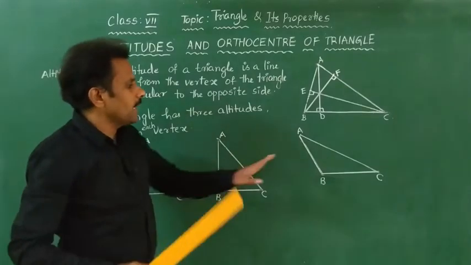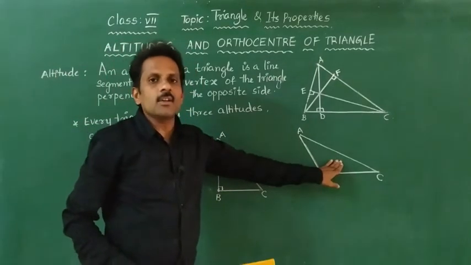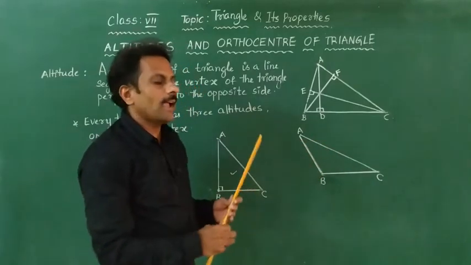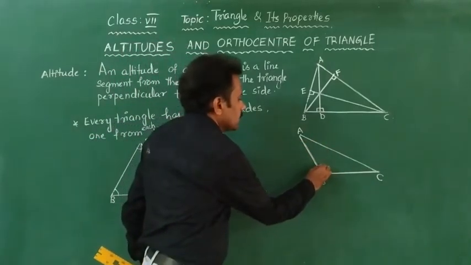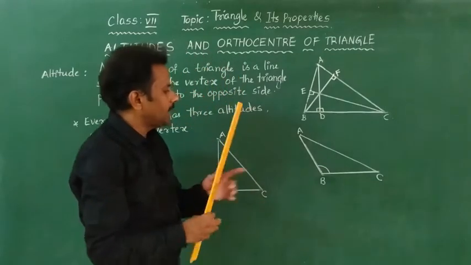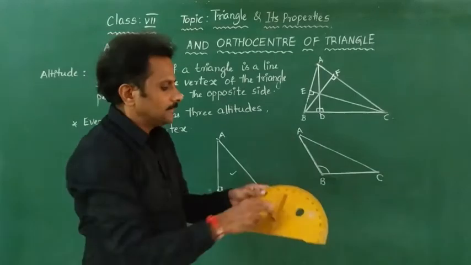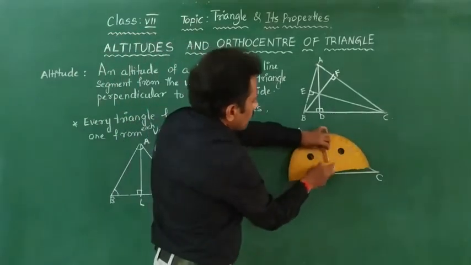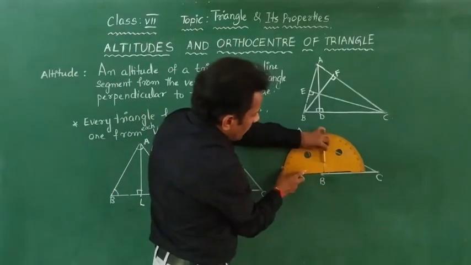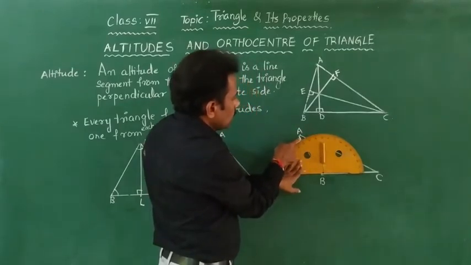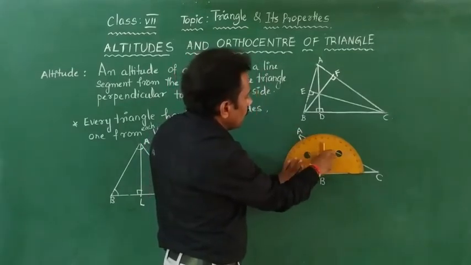Whereas in an obtuse angle triangle, what is called an obtuse angle triangle? A triangle in which one of the angles is more than 90 degrees. So here the angle is more than 90 degrees. If you want, you can check. So here we have got the angle. So it is passing like this. Okay, so here we get the angle 120 degrees.